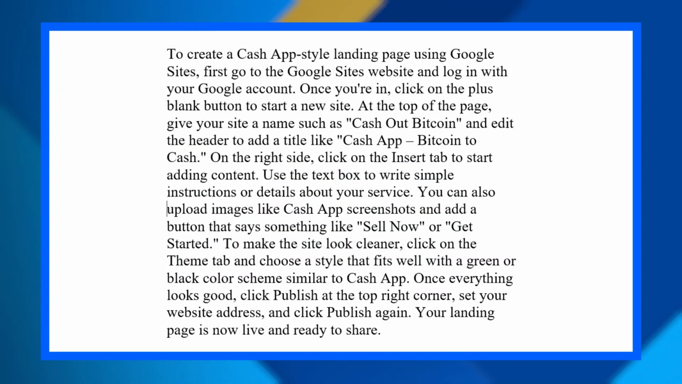To create a Cash App style landing page using Google Sites, first go to the Google Sites website and log in with your Google account. Once you're in, click on the plus blank button to start a new site. At the top of the page, give your site a name such as Cash Out Bitcoin and edit the header to add a title like Cash App Bitcoin to Cash.